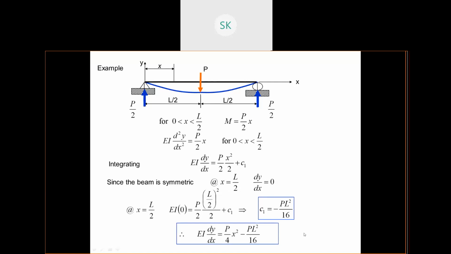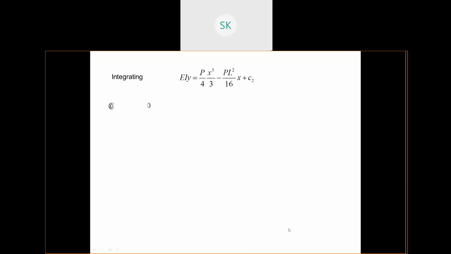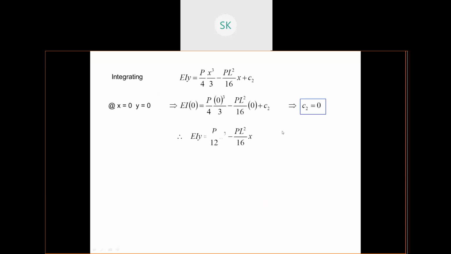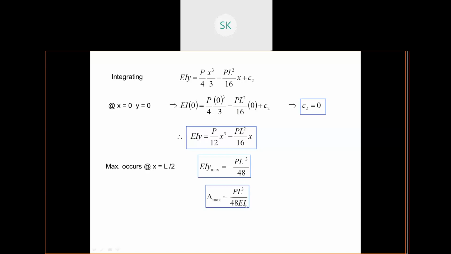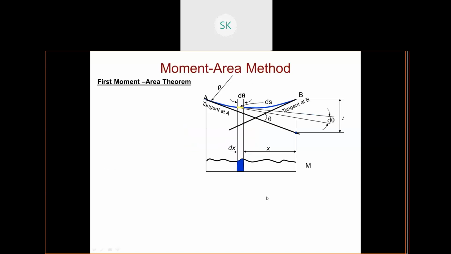Now again integrate and you will get another equation with C2. Place the boundary condition and you will get the value of C2. Replace that C2 value in this equation and you will get the deflection equation. Now you can find the deflection at any point. The maximum deflection for the simply supported beam with point load will be at L by 2, so we replace x by L by 2. I got the maximum deflection as PL cube by 48 EI.